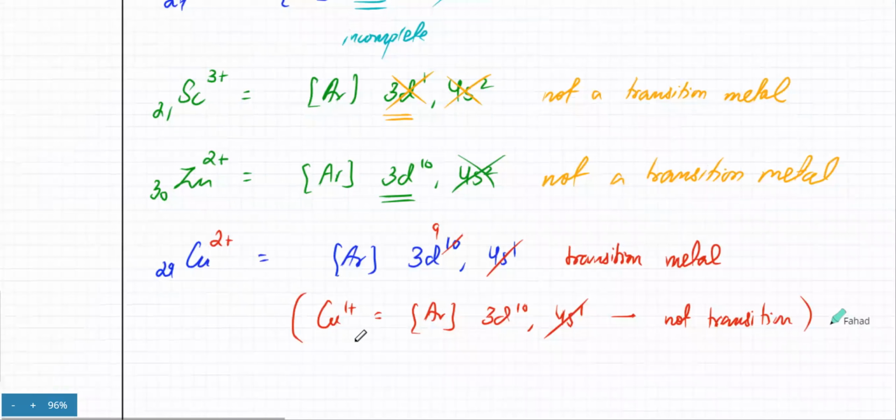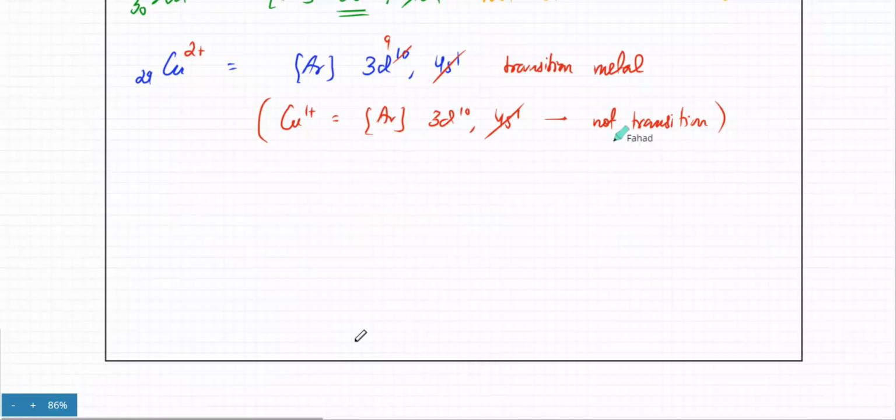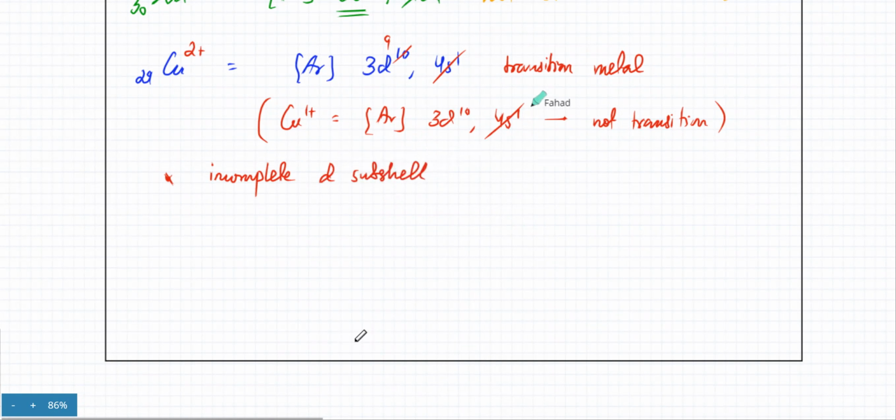And so why is it important that the d subshell has to be incompletely filled? I'll just give you a hint at the beginning. We're going to discuss this in detail later. So an incomplete d subshell leads to the formation of colored compounds. Okay, we're going to discuss this in detail a lot later.